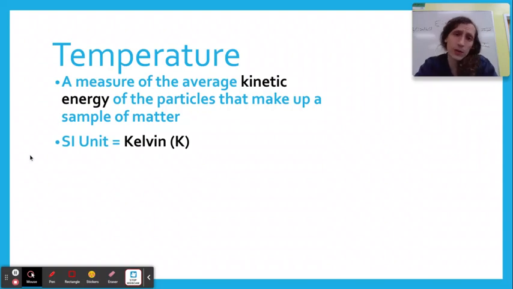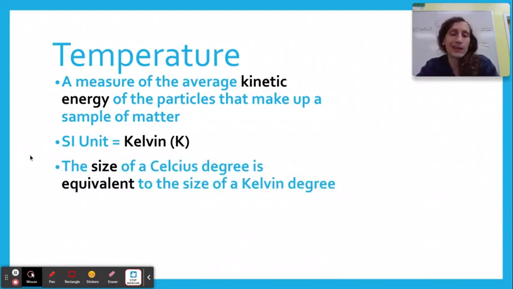The SI unit, as mentioned before, is Kelvin, so capital K. And this is the same size as a Celsius degree, which is kind of weird. So Celsius and Kelvin have the same magnitude. Like from 0 to 1 Celsius is 273 to 274 Kelvin. But what you might notice is different is where Kelvin starts versus where Celsius starts.